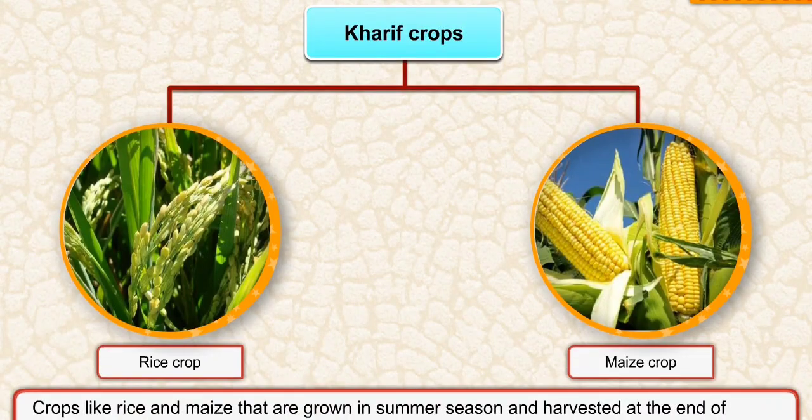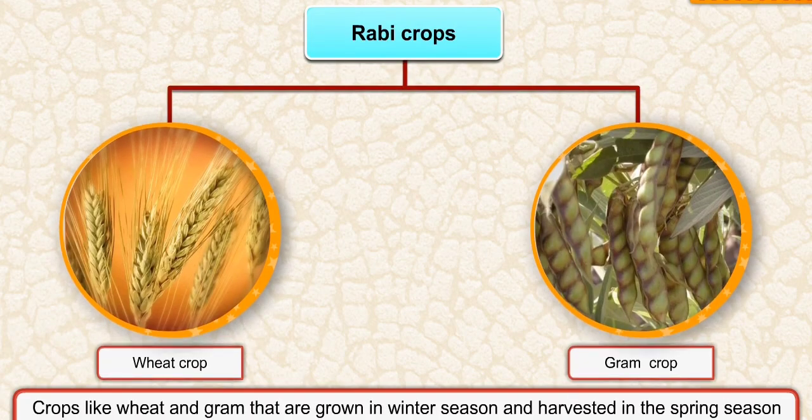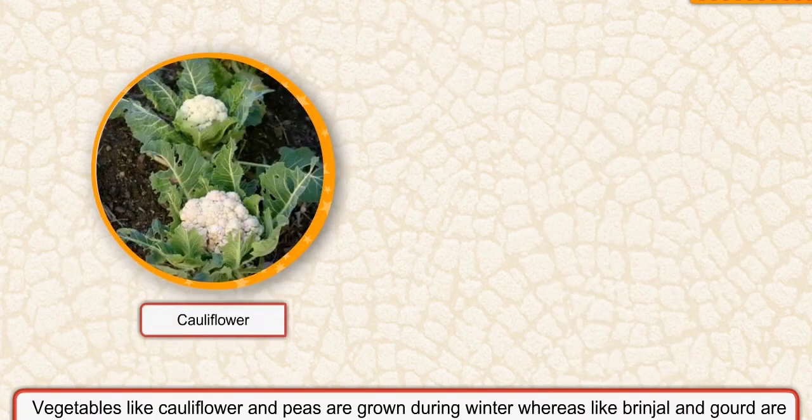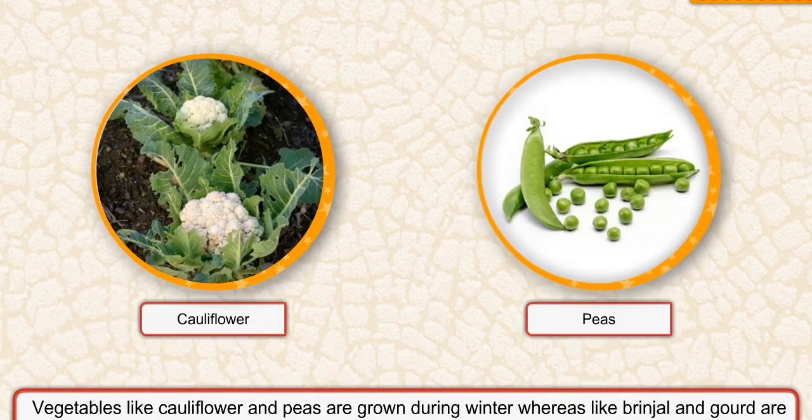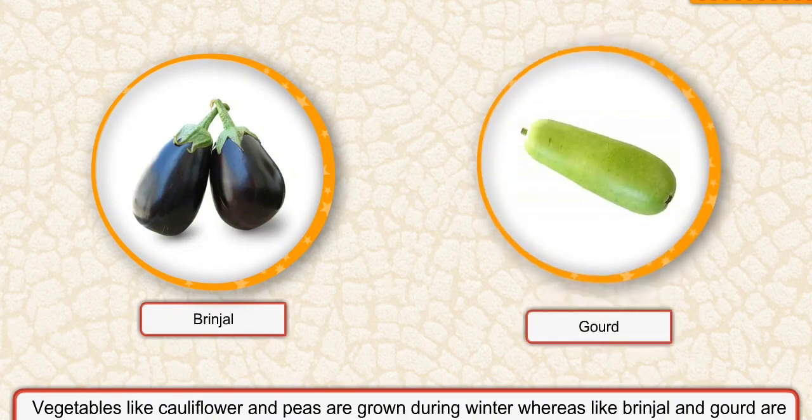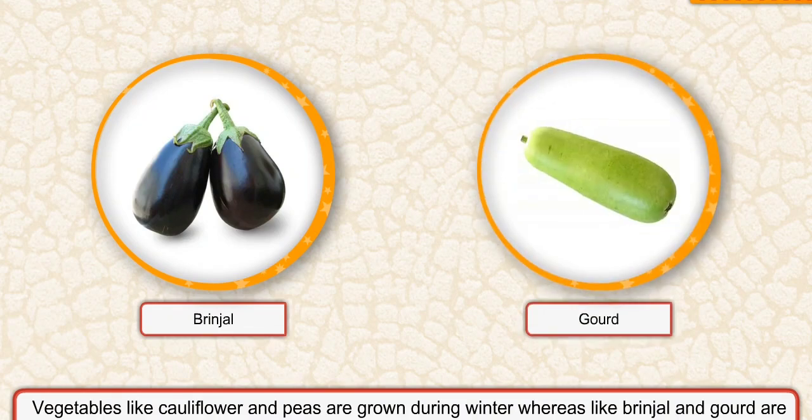Crops like rice and maize that are grown in summer season and harvested at the end of monsoon season are called Kharif crops. Crops like wheat and gram that are grown in winter season and harvested in the spring season are called Rabi crops. Vegetables like cauliflower and peas are grown during winter, whereas vegetables like brinjal and gourd are grown during summer.